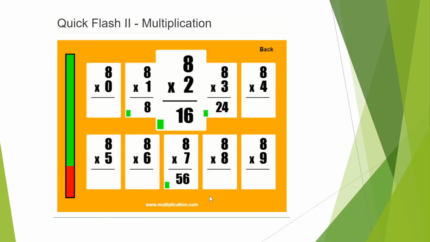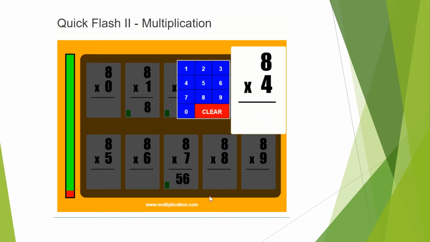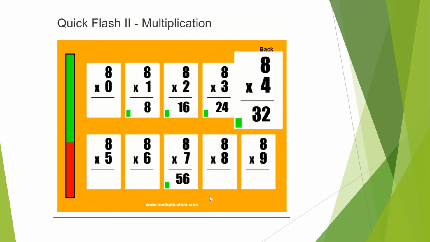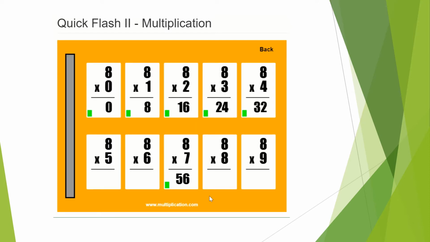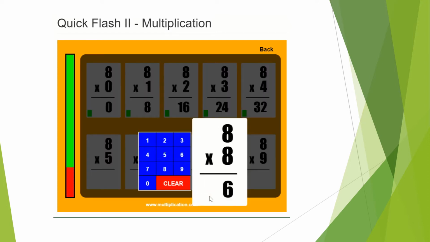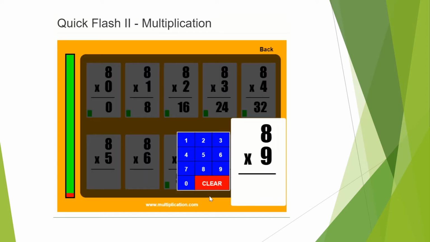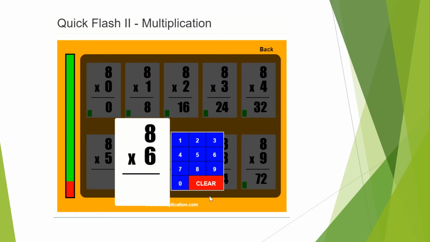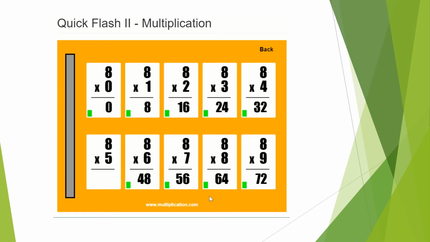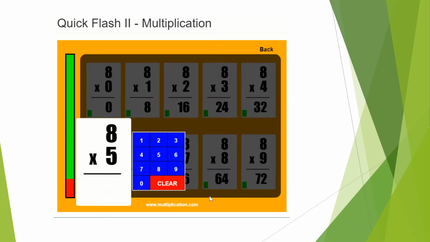8 times 2 is 16. 8 times 4 is 32. 8 times 0 is 0. 8 times 8 is 64. 8 times 9 is 72. Who's keeping up with me? 8 times 6 is 48. 8 times 5 is 40.